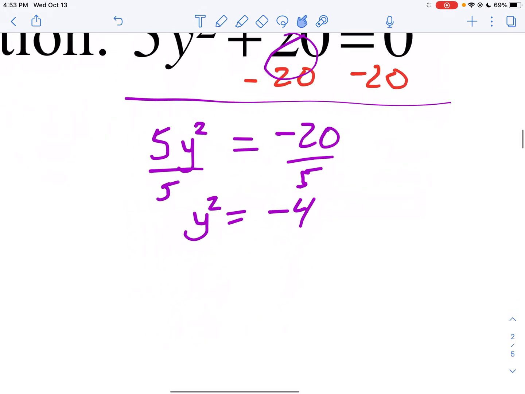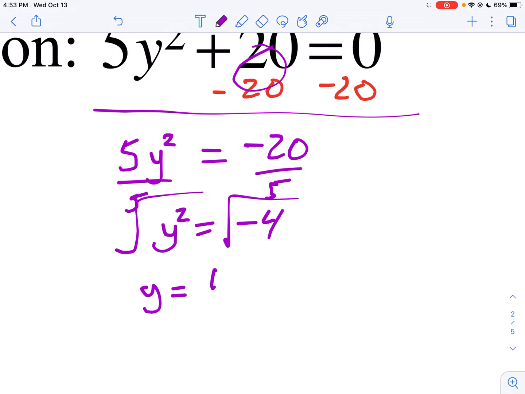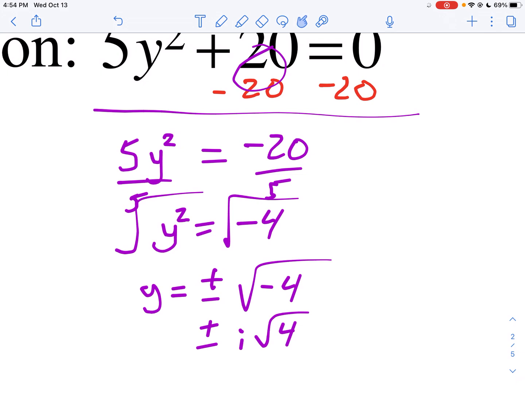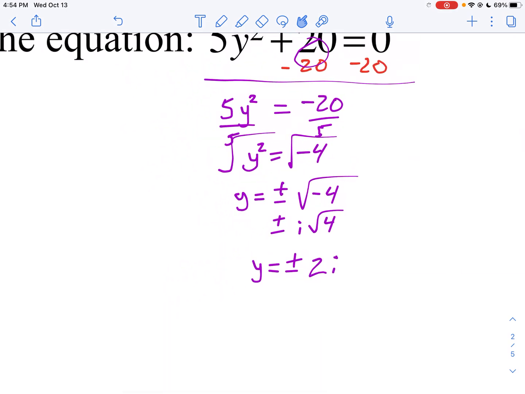I take the square root of both sides, just like we solve any equation. So y equals plus or minus the square root of negative 4. Remember, I can rewrite the square root of negative 4 as i times the square root of 4. Well, the square root of 4 is 2, so I'm going to say y then is plus or minus 2i. Anytime you see a square root of negative 1, that's just i.